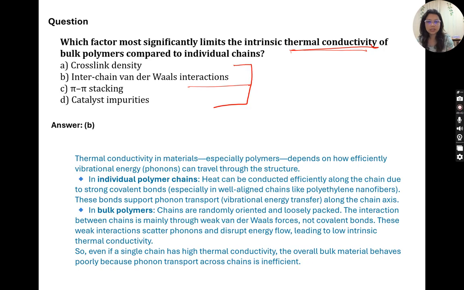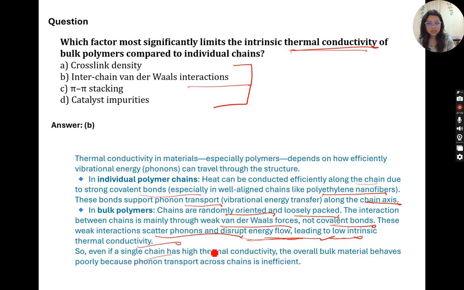The reason is that in individual polymer chains, heat can be conducted efficiently along the chain due to strong covalent bonds, especially in well-aligned chains like polyethylene nanofibers. These bonds support phonon transport, which is the key factor for conductivity, the transfer of phonons along the chain axis. But in bulk polymers, chains are randomly oriented and loosely packed. The interaction between chains is mainly through weak van der Waals forces, not covalent bonds. These weak interactions scatter phonons and disrupt the energy flow, leading to low intrinsic thermal conductivity.